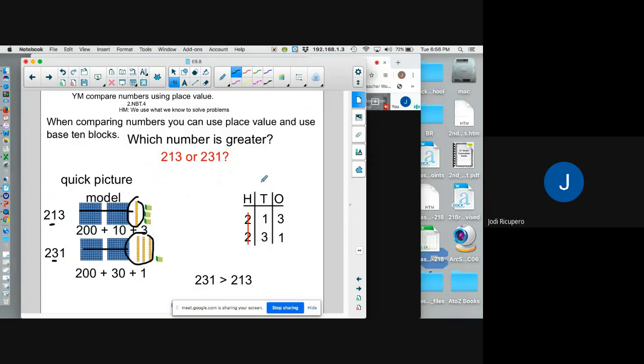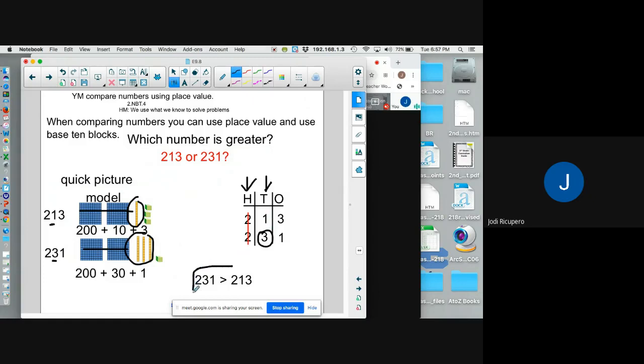Let's look at my place value chart. We start with the greatest place. They both have 2s in their hundreds. So now I have to go to my tens. I'm going to circle the ten that is greater. So having 3 tens is greater than having 1 ten. So the number 231 is greater than 213.